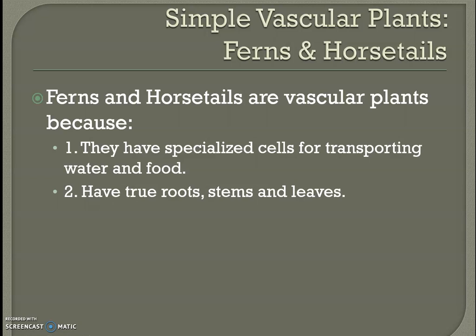When we're talking about vascular plants, we have simple vascular plants and complex vascular plants. Simple vascular plants include ferns and horsetails. They have specialized cells that allow for transporting food and water, and they have true roots, stems, and leaves.